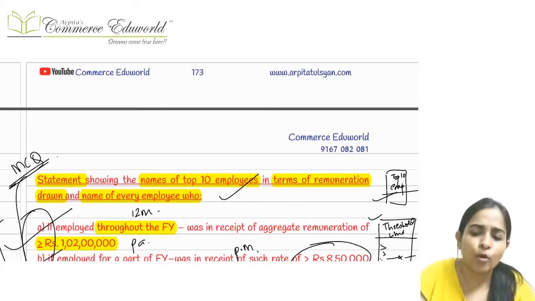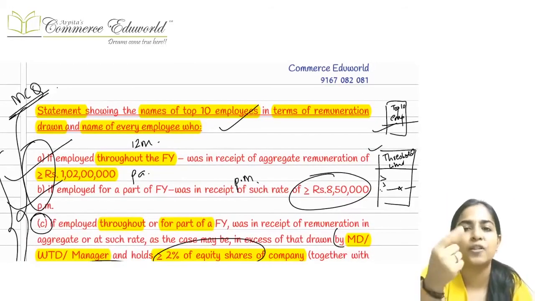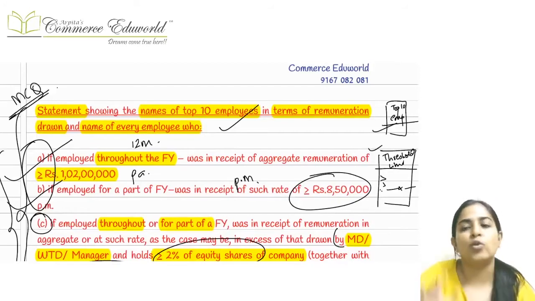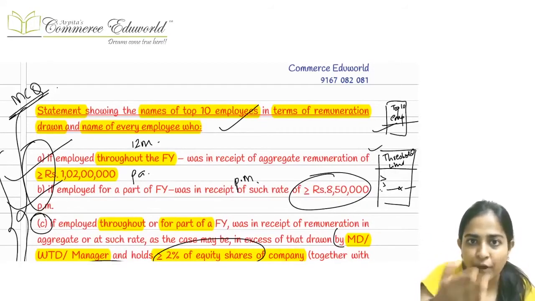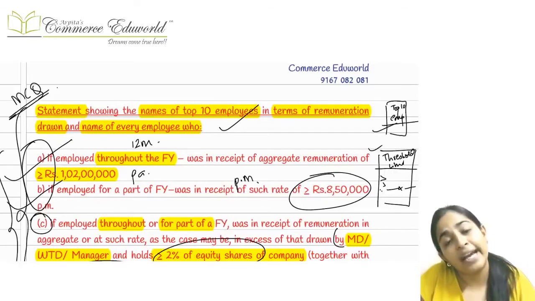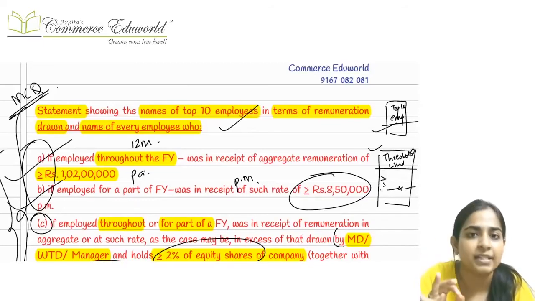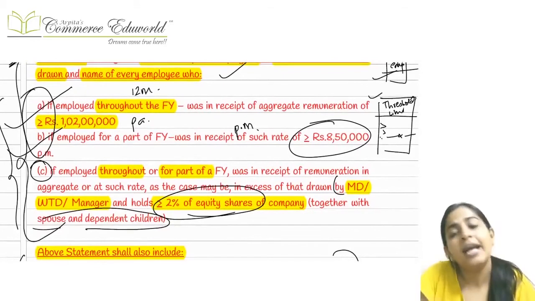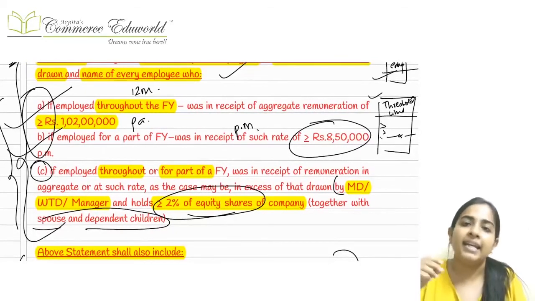And two more important things they have to disclose are, first of all, a list of the top 10 employees as per the amount they are receiving, and then the names of those employees who are receiving more than or equal to 8,50,000 per month if employed for part of the year, or, if employed for the entire year, more than or equal to 1 crore 2 lakh rupees in a particular year. Even the names of those employees, directors, etc. have to be disclosed there.